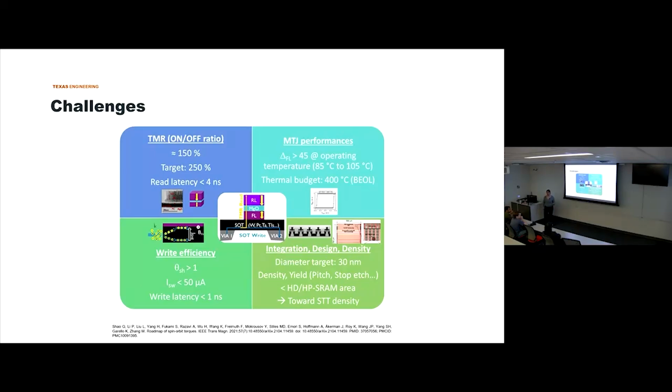And also, as I mentioned before, we use a 3-terminal structure that is less dense because of the larger area. So a lot of research is being done to move to a 2-terminal SOT structure that allows the SOT to be more towards the STT level density.